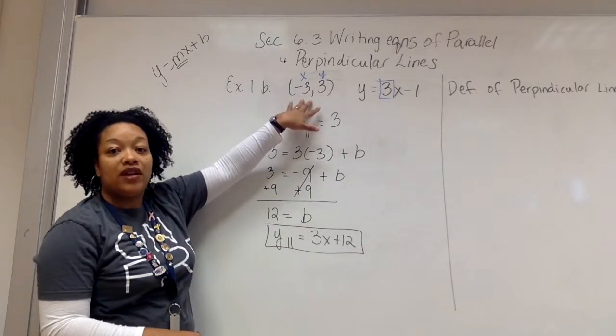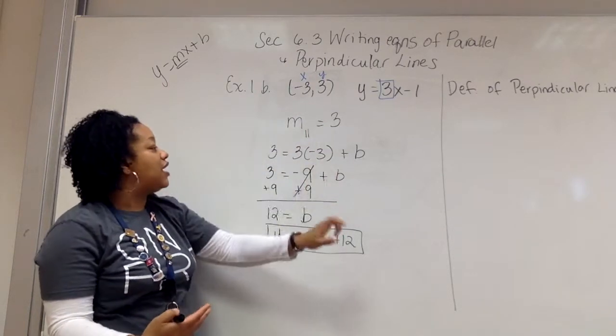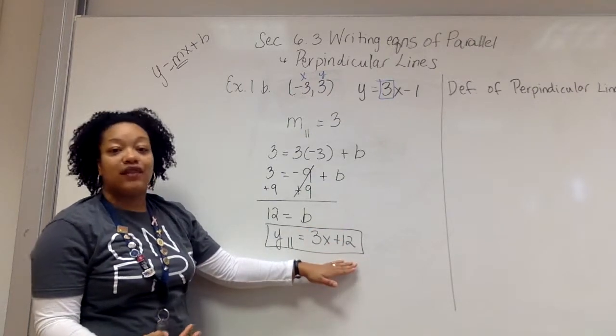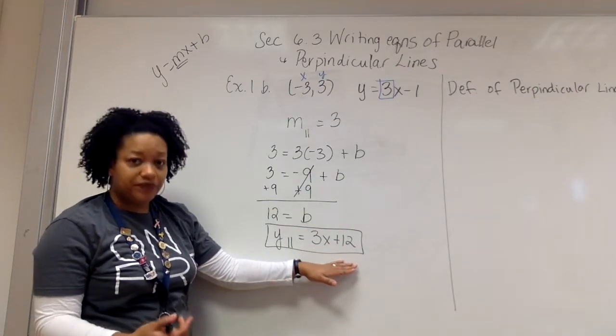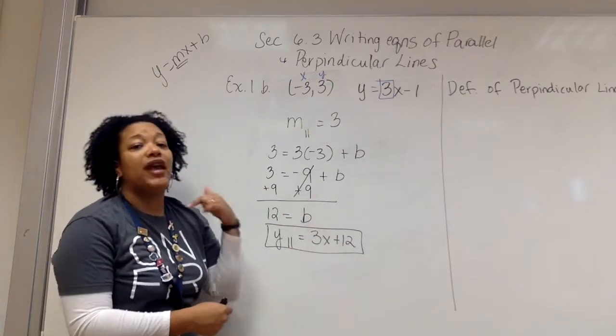I labeled my points as my x and y because that's what we use them for, to give you those values. Solve for b. My b was +12, and my final answer, the parallel equation, is y equals 3x plus 12. Now remember, on your homework, you may have to go an extra step.